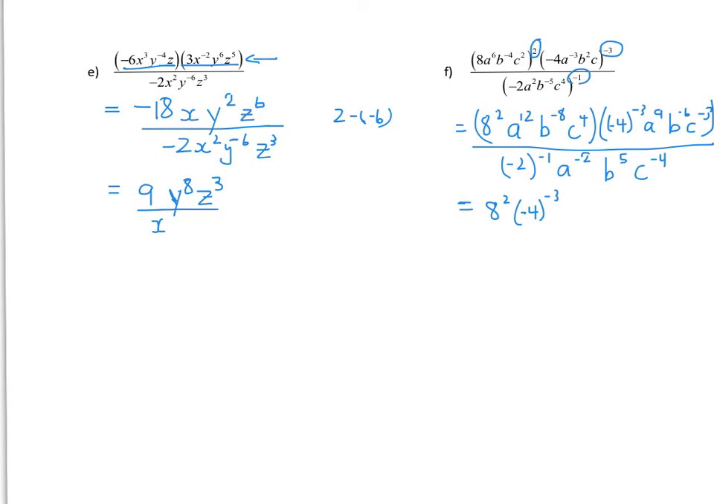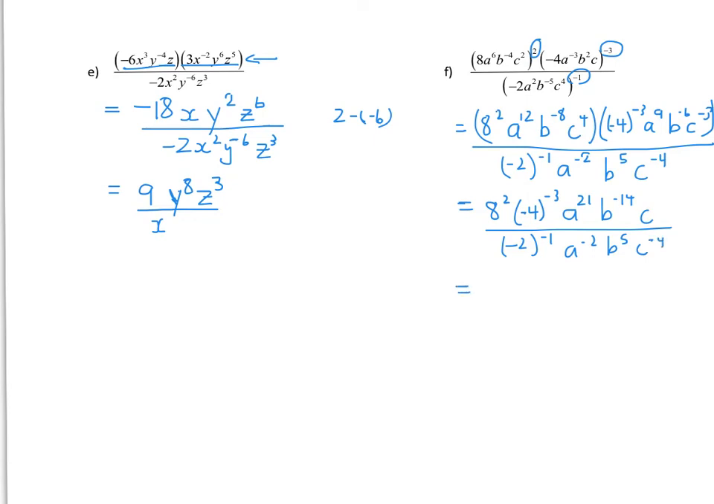I have an a to the 12 times an a to the 9. 12 plus 9 is 21. So I have an a to the 21. Negative 8, add negative 6 would be a negative 14. So b to the negative 14. And then we have a c. 4 add negative 3 would just be a 1, or just c. And that's still all over negative 2 to the exponent negative 1, my a to the negative 2, b to the 5, c to the negative 4.